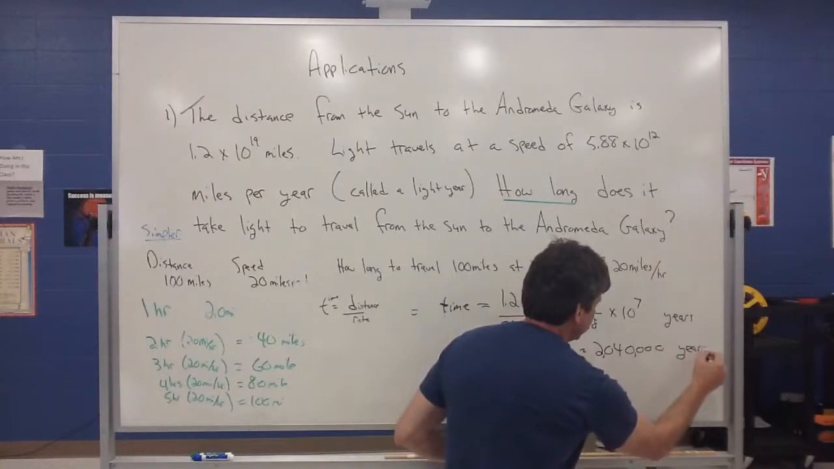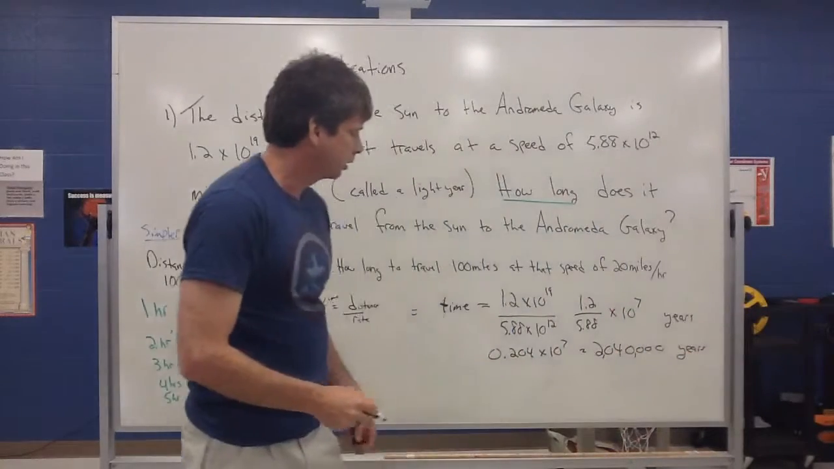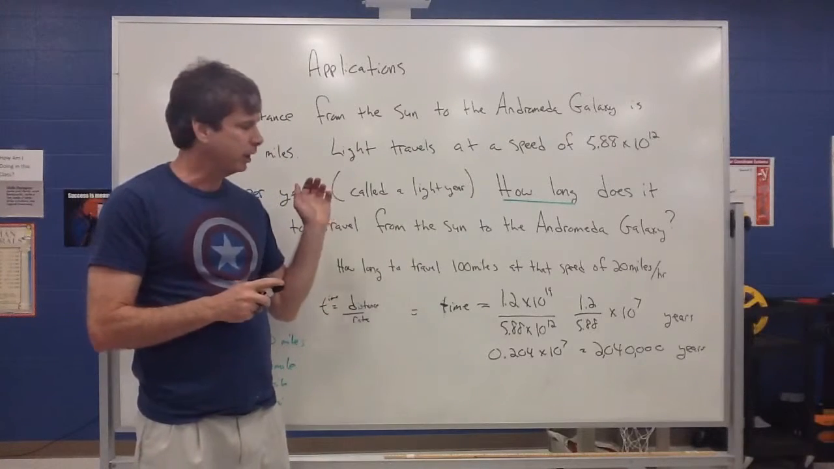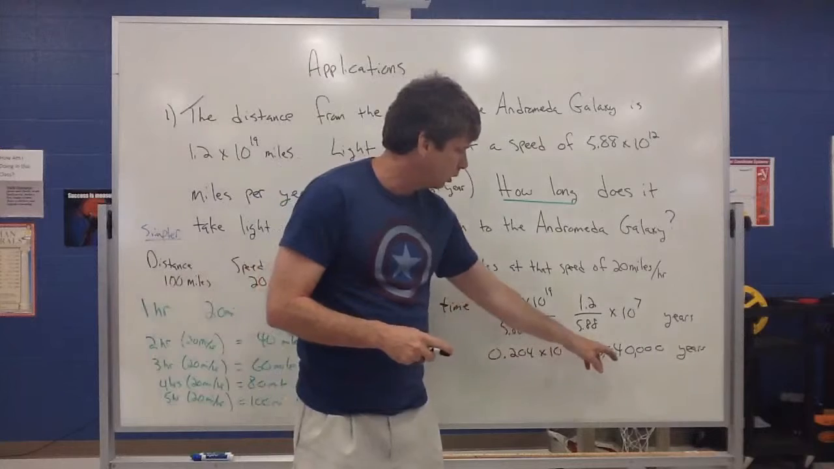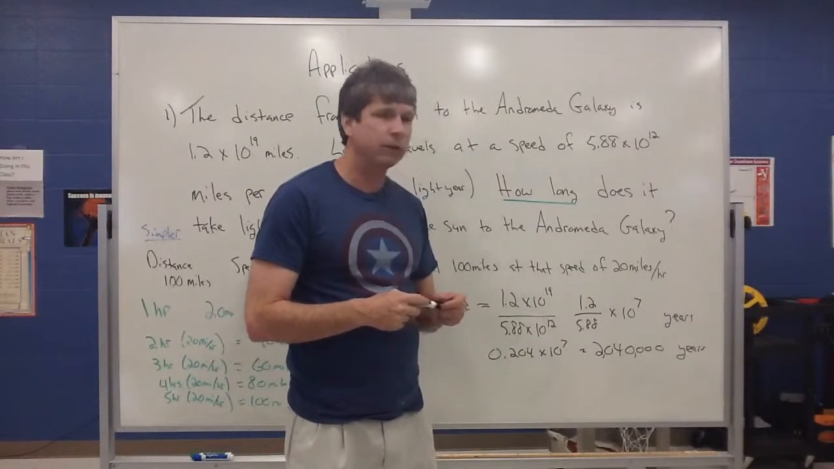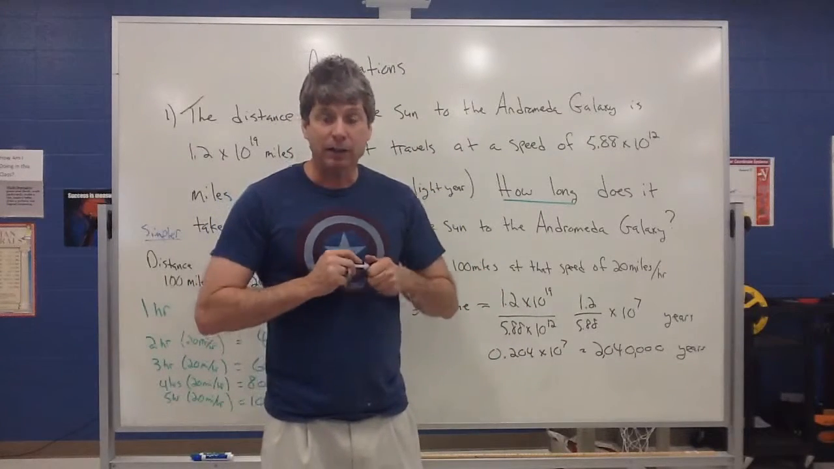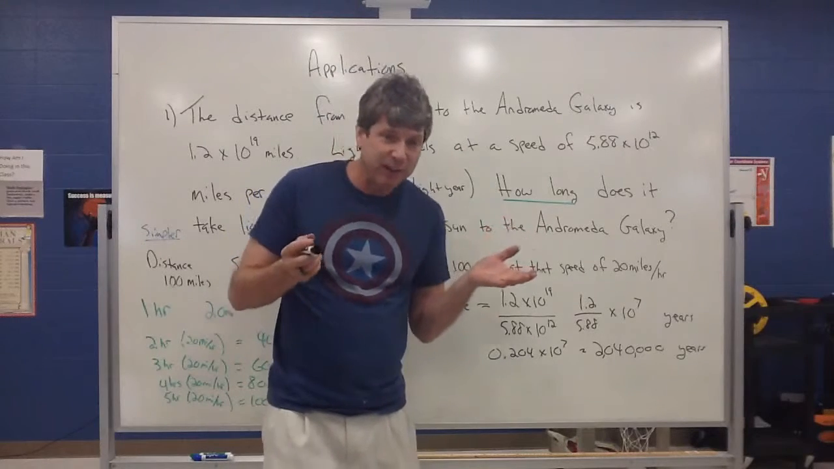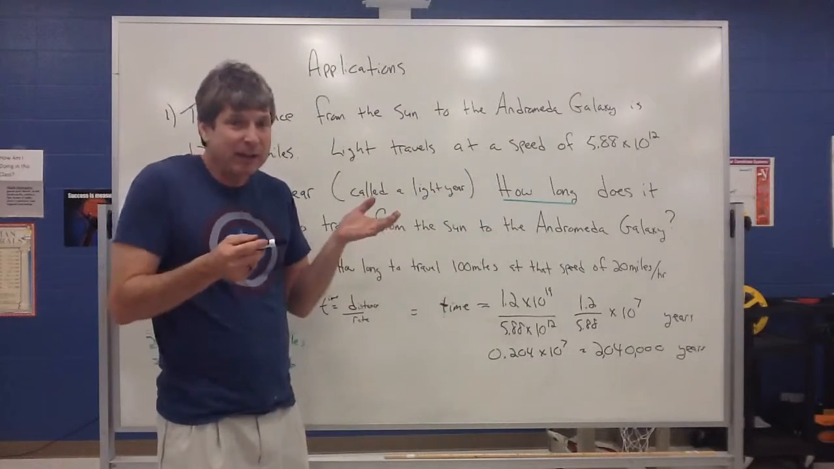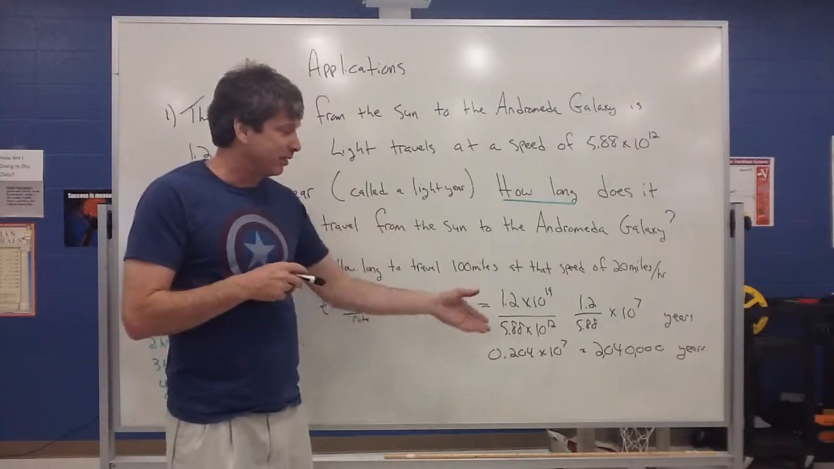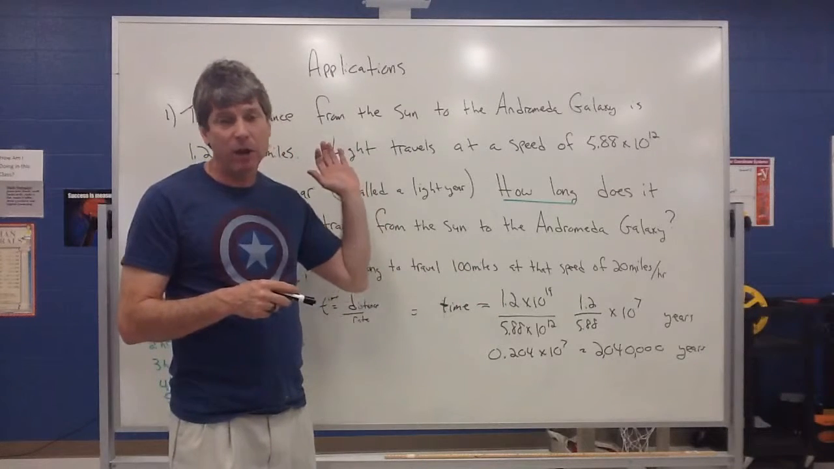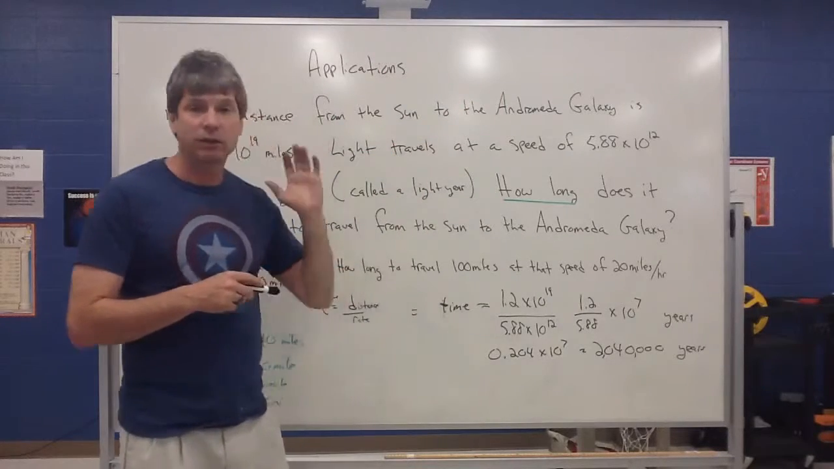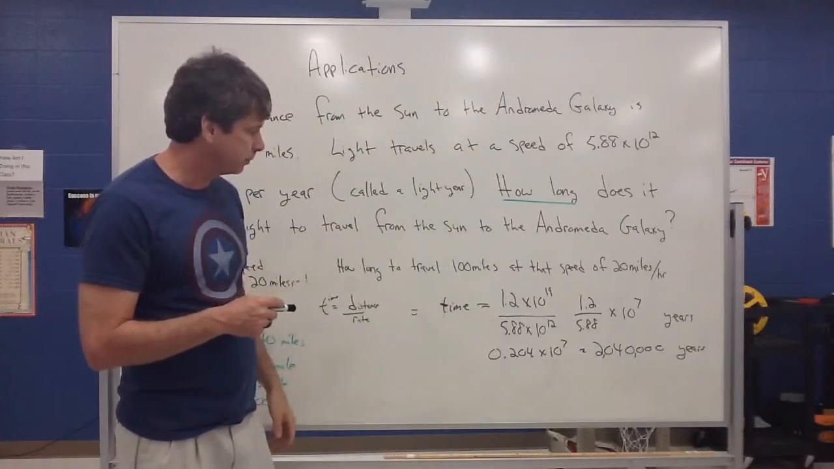So what I'm picking up on, it's going to take the light from the sun 2,040,000 years to get there. That is an insane number, thinking about that I'm only going to live for, hopefully, I may get to my 90s. So just think about that, how long that light's been traveling in space. Those numbers are just insane on how big they are.